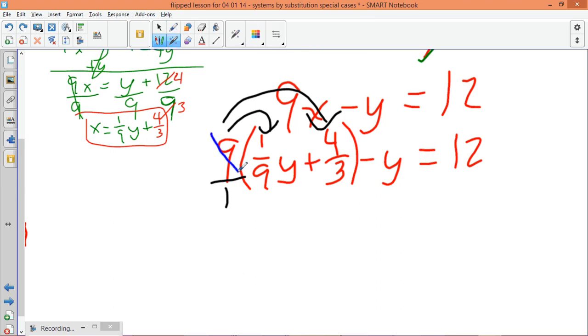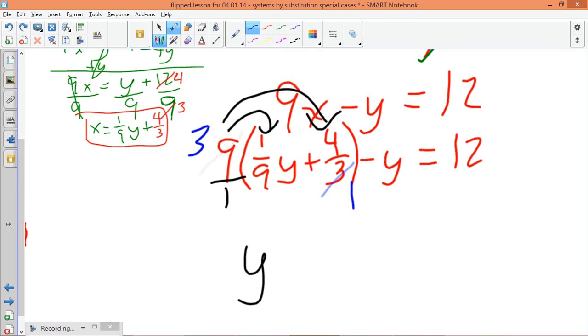So I'll use my magic pen. The 9 is going to reduce, and so 9 times 1/9 y is just equal to 1y or y. Now when I do the 9 times 4/3, again, the 9 and the 3 will reduce. 9 becomes a 3, the 3 becomes a 1, and so it's just 3 times 4. And so I have y plus 3 times 4 is 12.